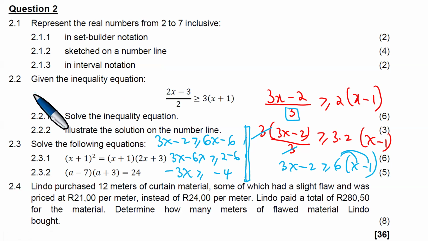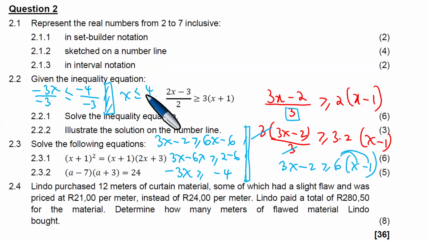Now we have minus 3x and minus 4, but we want to remove the minus 3 next to x. So we must divide by negative 3 on the left. Equivalently, we say we multiply by the reciprocal of negative 3, and then the inequality changes direction. So in the end, we have x is less or equal to 4 over 3. This becomes the final answer.